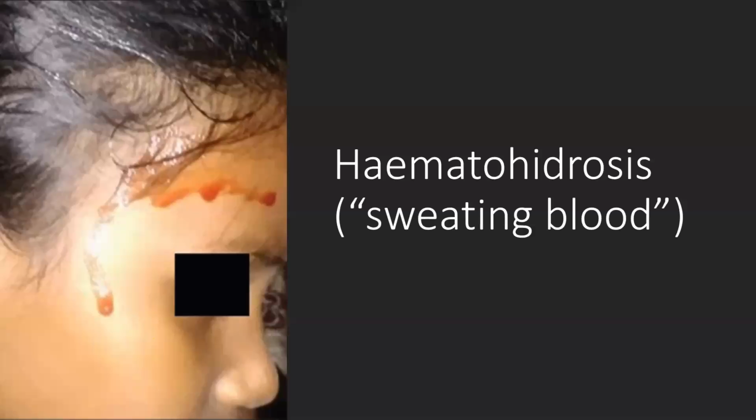So I'm going to give you a clue. The patient is sweating blood. Yeah, so the condition is called hematohydrosis. And what happens here is that the patient sweats blood. And we recently saw a patient like this in the clinic. Leriska will tell you a bit more about it.